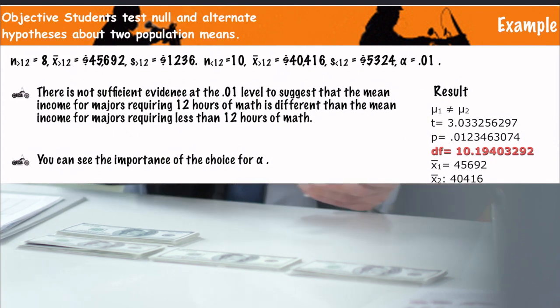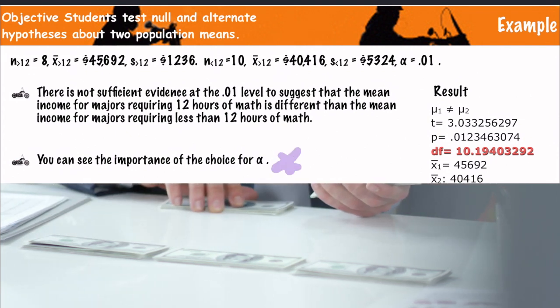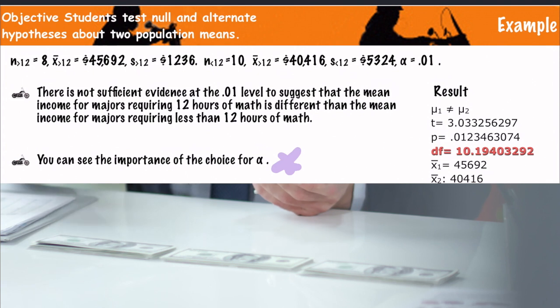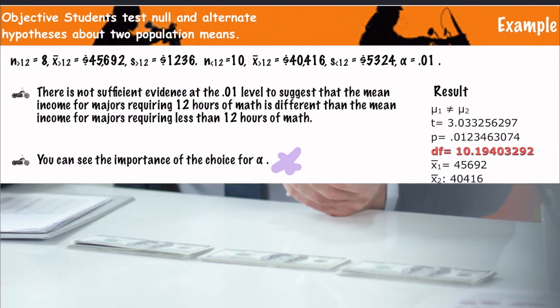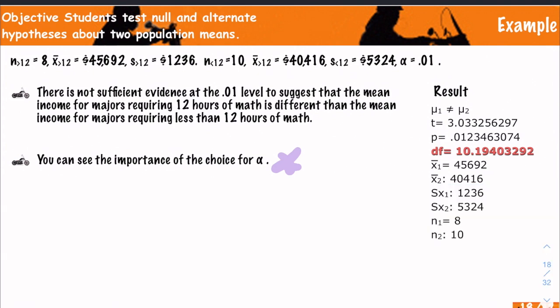And just as a note, this is why it's so important, the choice for your significance level or your alpha level. If we chose an alpha level of 0.05, this would be statistically significant, but we want to be even more precise, so we set a 0.01 level because we want to be really sure. So that takes us to the end of our first video. We're going to do one more video of calculator practice, and then we're going to wrap up this chapter.